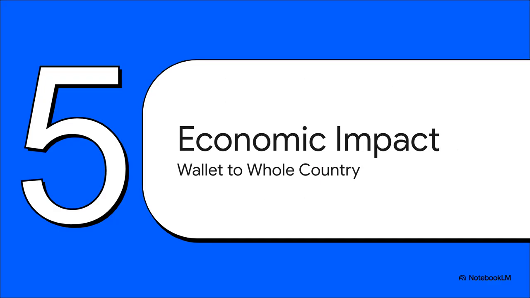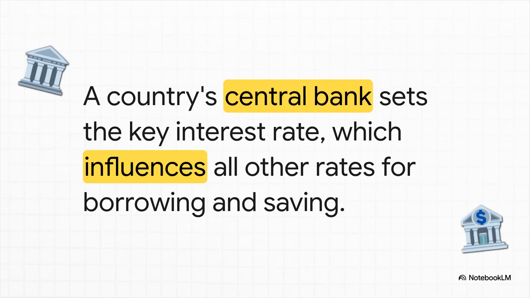So we've seen the personal impact, right? But these individual rates that you and I see are all connected to the health of the entire national economy. So let's zoom out for a second. The main driver here is a country's central bank, like the Bank of England in the UK or the Federal Reserve in the US. They set one key interest rate, sometimes called the bank rate, and this rate acts like a benchmark for everyone else. It's the rate that commercial banks use to borrow money themselves, so it directly influences all the rates they turn around and offer to us for mortgages, loans, and saving.